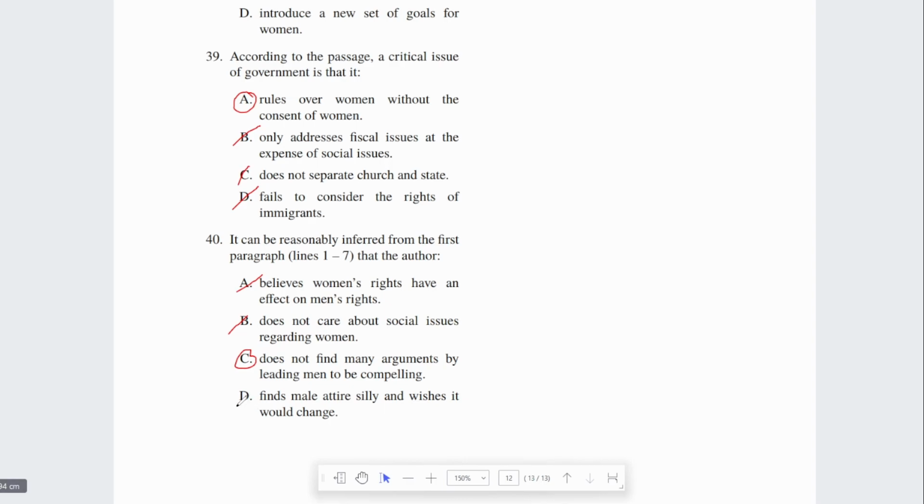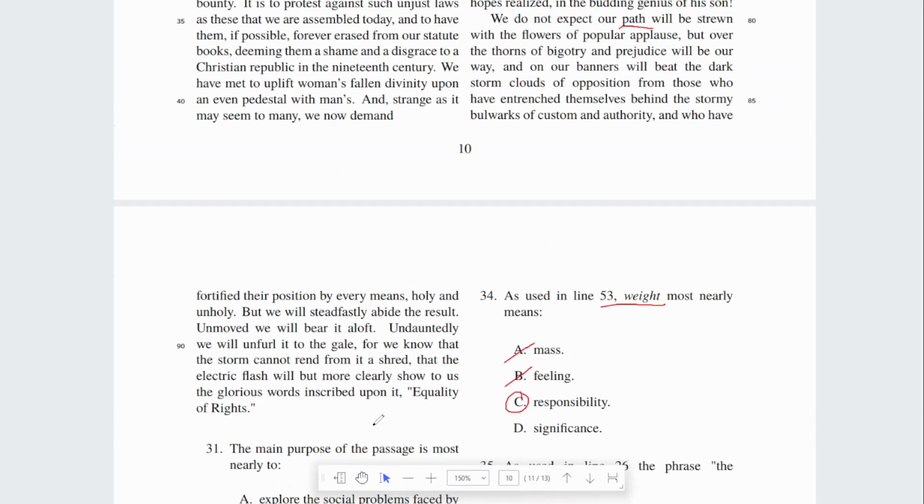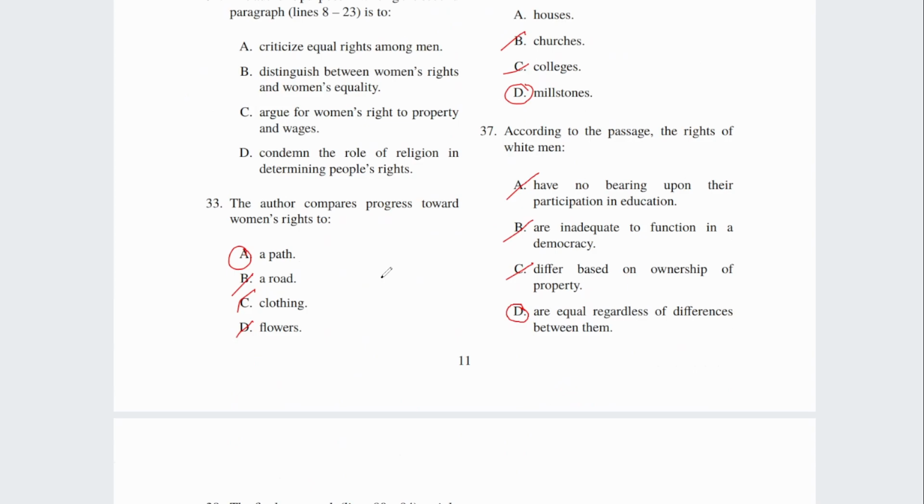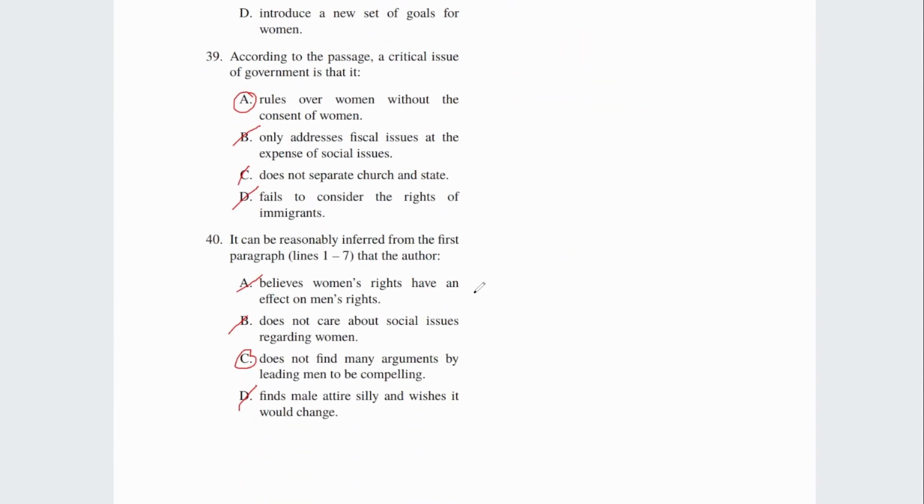Again, that she finds male attire silly and wishes it would change. Well, we don't know if she says it's silly. We know she doesn't wish it would change, right? She's saying, I'm not asking you to change anything, right? We are not trying to clothe every woman in male attire. And we're not asking to change women's clothes. It doesn't say anything to change about men, right? We're not changing men's clothes at all. So that's totally out. So the right answer must be C.